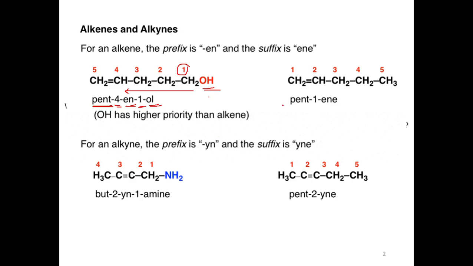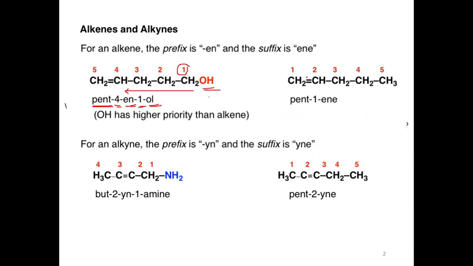In the second example, you can see we don't have any suffix or highest priority functional group. The suffix or highest priority functional group is missing here. That means we have to find out the parent chain now. So we have to give numbering from any side.